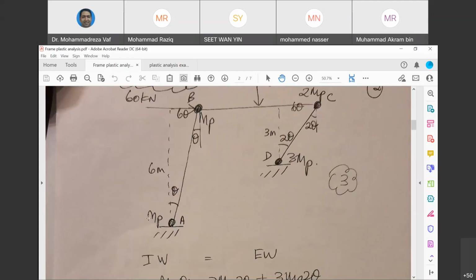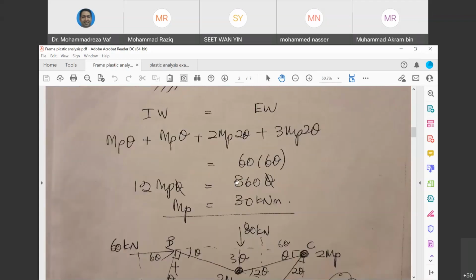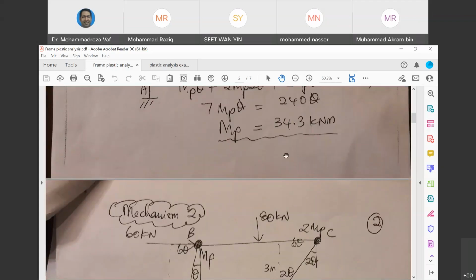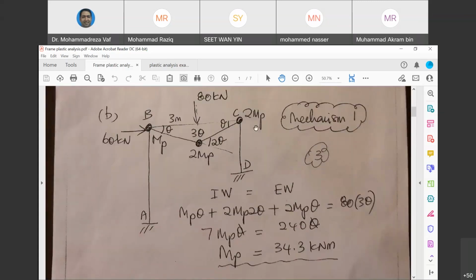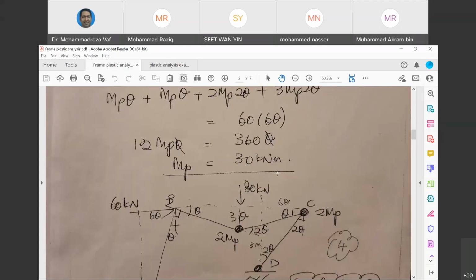For internal work, you have MP multiplied by theta, MP multiplied by theta, 2MP multiplied by 2 theta, and 3MP multiplied by 2 theta. So these are the rotations of each plastic hinge. And then if you equate them, you get MP equals 30 kilonewton meters. So this is what you get from the sway mechanism. Before this, we got 34, and this one is 30. So far between these two, the beam mechanism is governing, but we have one more collapse mechanism to investigate.